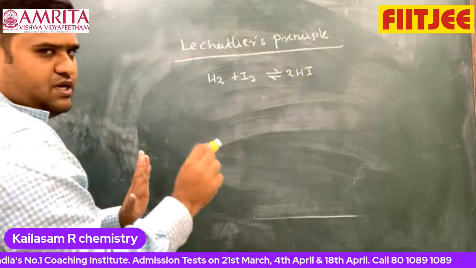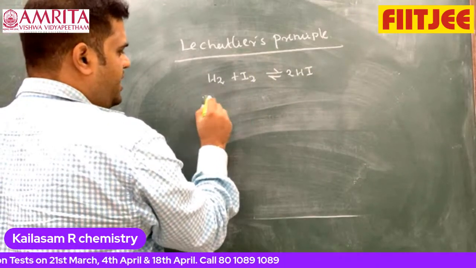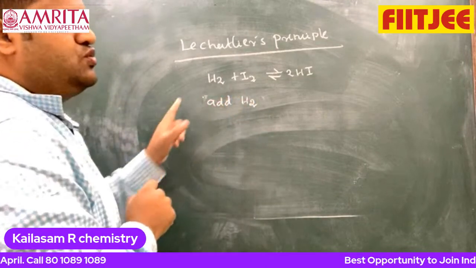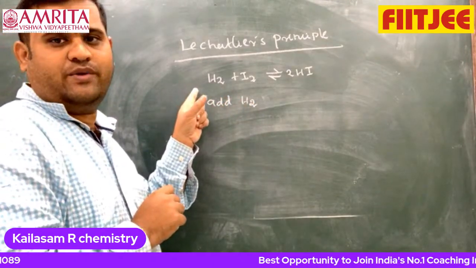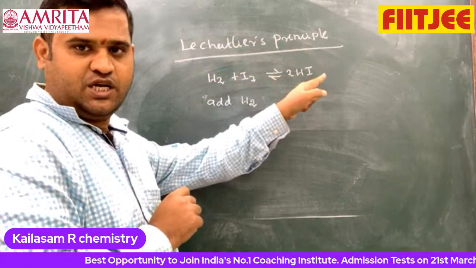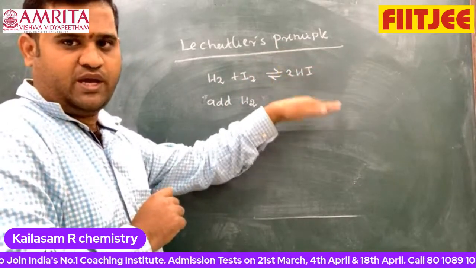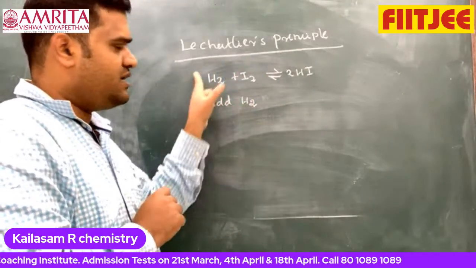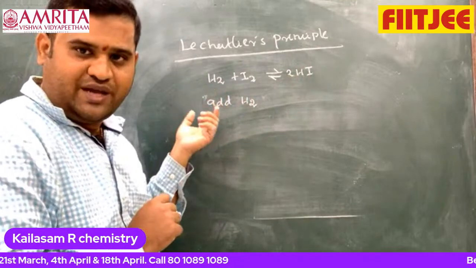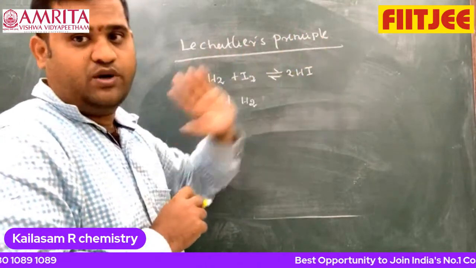Now, look at this. Now I am going to add H2. When I add H2, the stress is created on the reactant side. To reduce the stress, equilibrium goes towards the forward direction. Or if I keep on removing HI, there is stress on the reactant side, therefore the equilibrium goes towards the forward direction. Whether it is addition of reactant or removal of product, the reaction goes towards the forward direction.